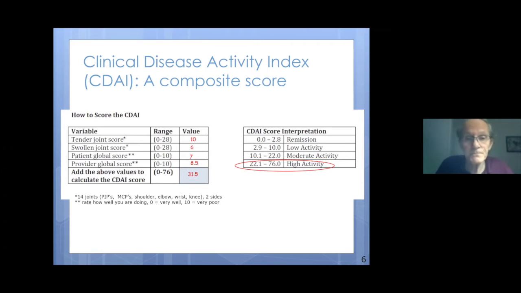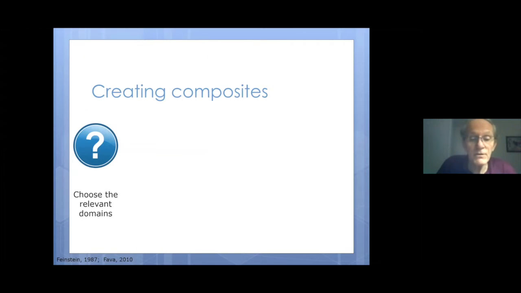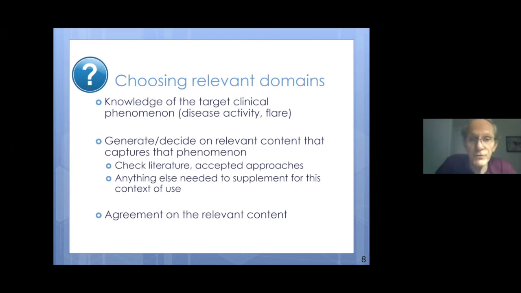activity. The first step in creating composites is choosing the relevant domains. This choice involves, first, knowledge of the target phenomena under consideration, whether it be, for example, disease activity or flare. Then to generate and decide on the relevant content that captures that phenomena, checking the literature, accepted approaches, and finally getting agreement on the relevant content.